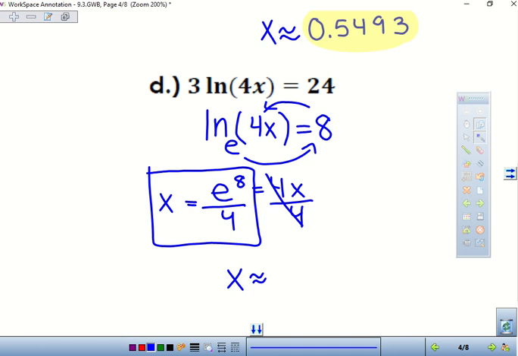All right, second, e to the power of 8 divided by 4. And you should get approximately 745.2395. So any questions about that? Okay. Next.